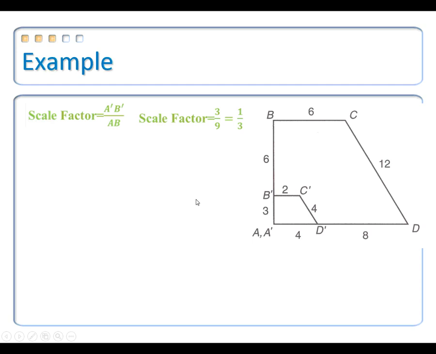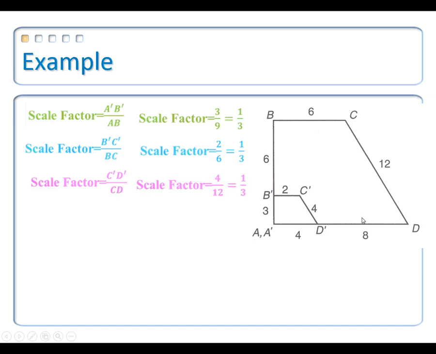So if I do this correctly, all of my scale factors should be the same. Okay, so now I'm going to tackle B prime C prime over BC, which B prime C prime is 2 over BC, which is 6. And guess what, you guys? 2 over 6 reduces down to 1/3, so we're still golden. The next one I'm going to do is C prime D prime over CD, which C prime D prime is 4 over CD, which is 12. And guess what? 4 over 12 will also reduce down to 1/3. Holy hot dog, right?